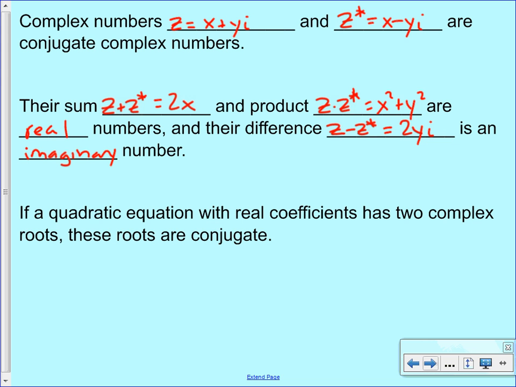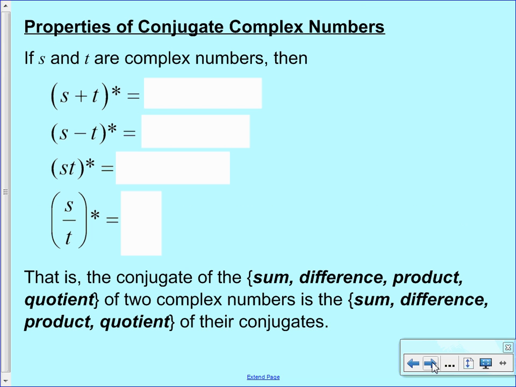And if a quadratic with real coefficients has 2 complex roots, these roots are conjugates. So basically, the conjugates are the 2 roots of the quadratic. Properties: if you take two complex numbers and add them together, then you want to find the conjugate of that sum. Basically, it's the conjugate of the first plus the conjugate of the second. And for subtraction, same thing: the conjugate of the first minus the conjugate of the second.